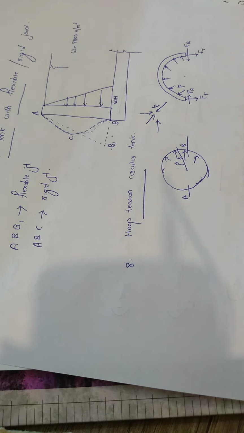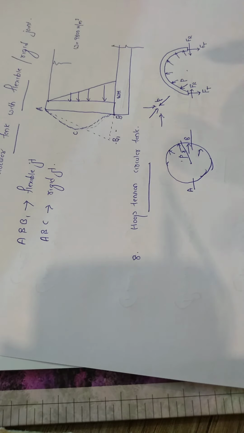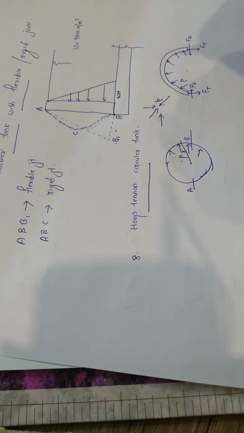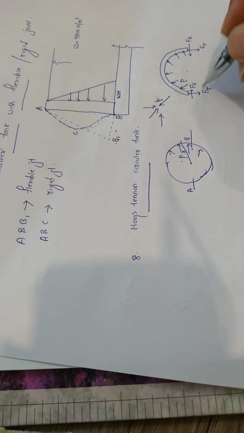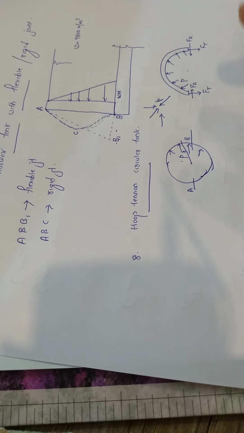So this is the free body diagram of that particular section. We need to find out what Ft and Fr are. Ft is our hoop tension, and Fr is the radial force.